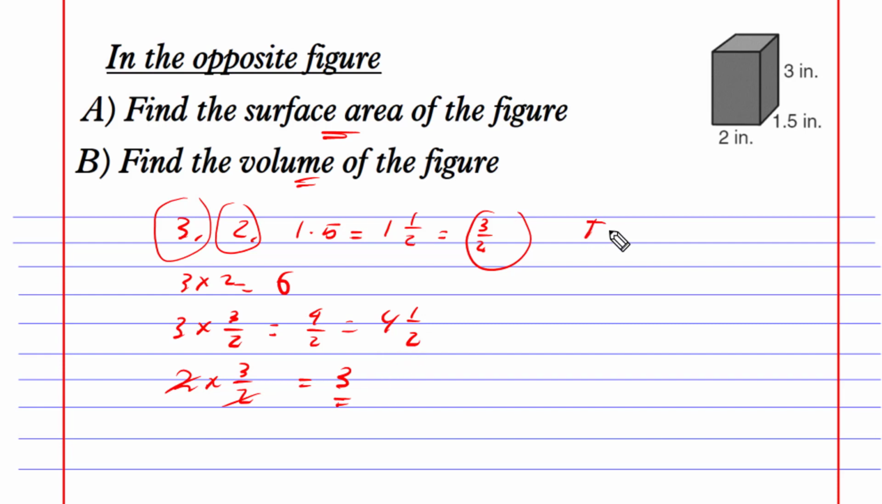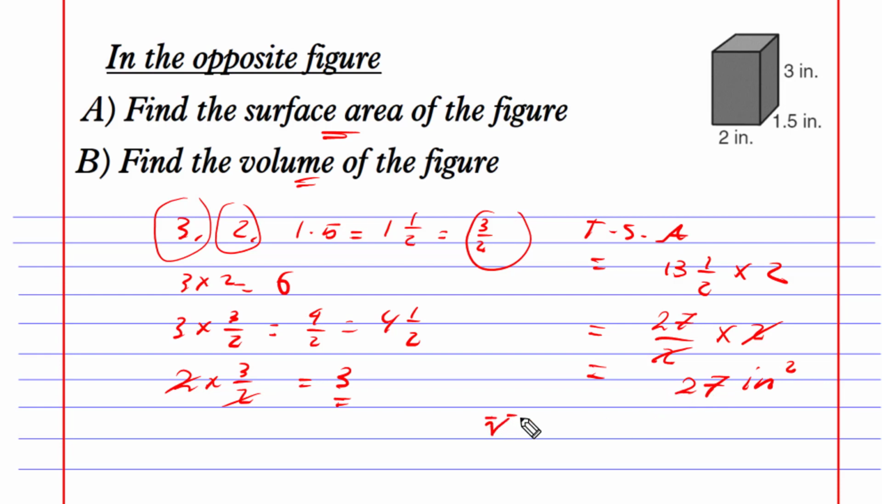Now total surface area equals 13 and 1/2 times 2. Don't forget the rule. Now 13 and 1/2, we can write it as 27 over 2 as an improper fraction times 2. Now we can simplify 2 with 2. It will be 27 square inch. This is the total surface area.